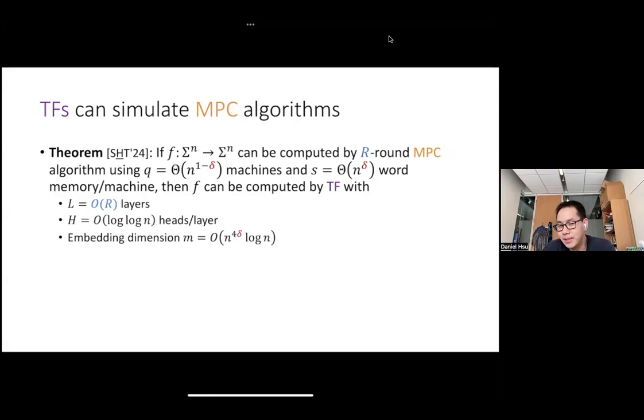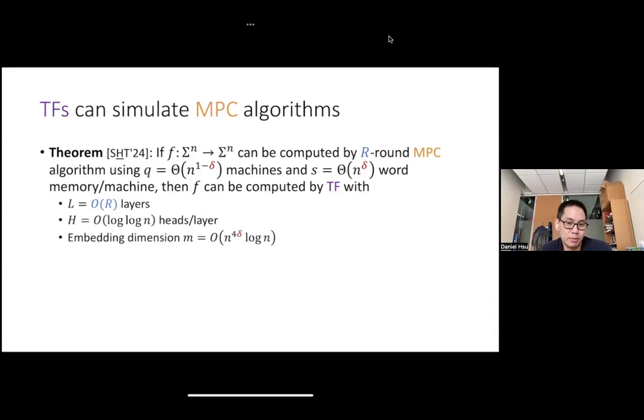The result says that if there's some function, a problem that you can solve using an R-round MPC algorithm, where R is the number of rounds the MPC algorithm runs for, using a number of machines Q, which I think can be a little bit larger than n, but let's say it's at least n to the 1 minus delta, and every machine has a small memory, let's say n to the delta, or any delta. Then the same problem can be solved by a transformer whose size is very efficient relative to the complexity of the MPC algorithm. The number of layers will be proportional to the number of rounds that the MPC algorithm runs for. The width, the number of attention heads per layer, will be very small, log n.